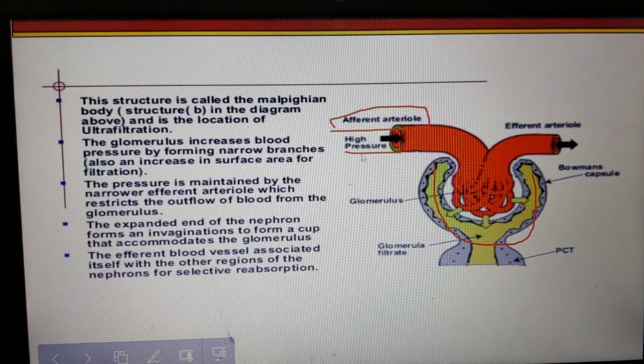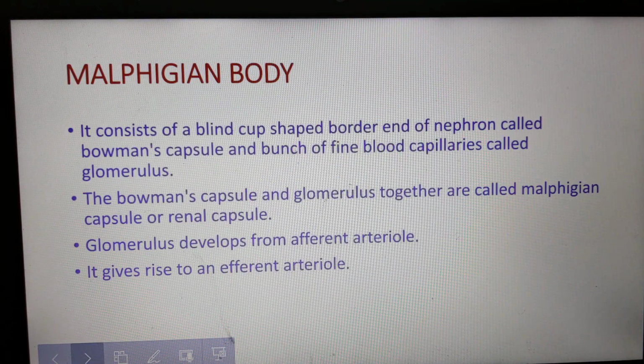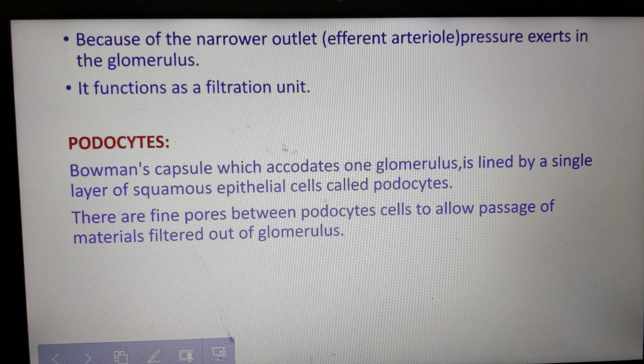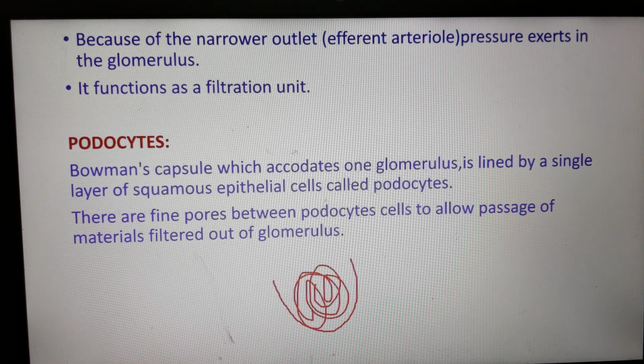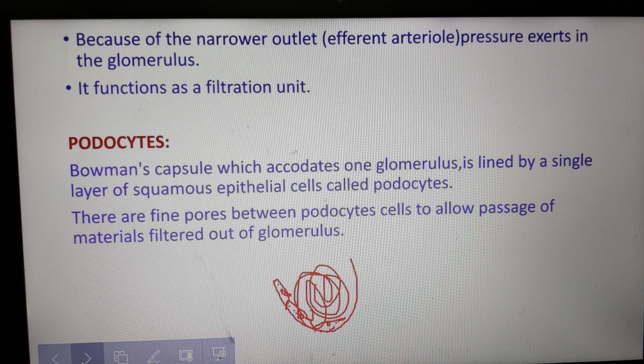So the glomerulus develops from the afferent arteriole, and it gives rise to the efferent arteriole. So what are the podocytes? In the Bowman's capsule, which surrounds the glomerulus, there is a layer of squamous epithelial cells, and these are called podocytes. There are fine pores in the podocytes, and these podocytes help in the passage of materials filtered out of the glomerulus.